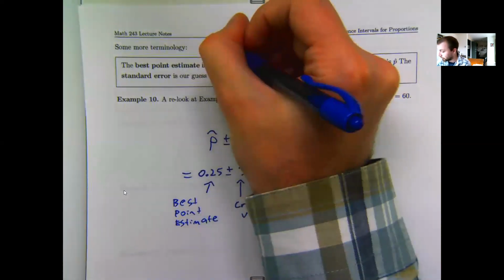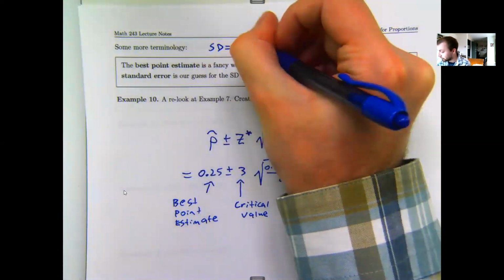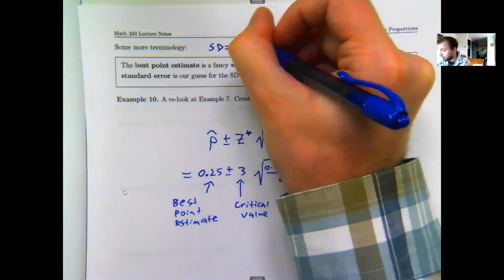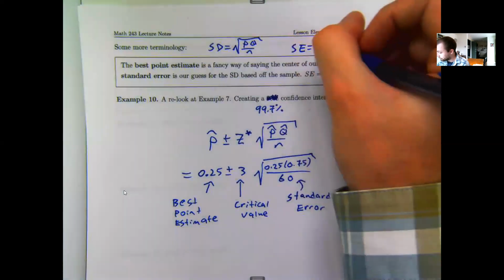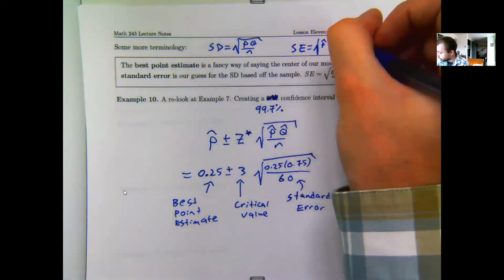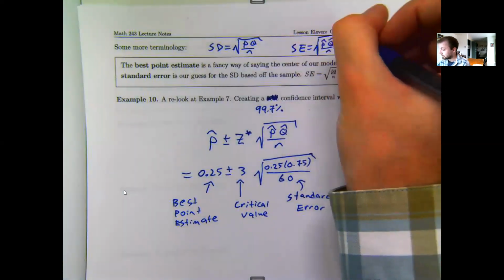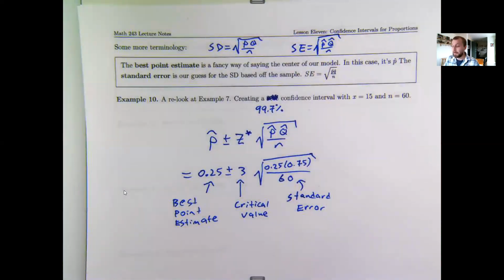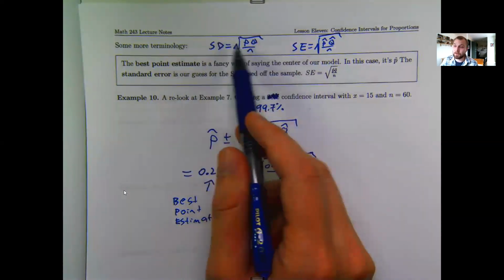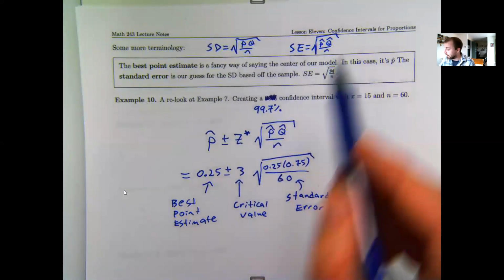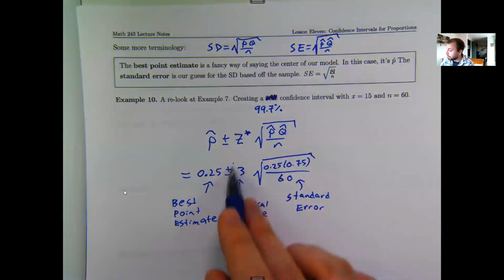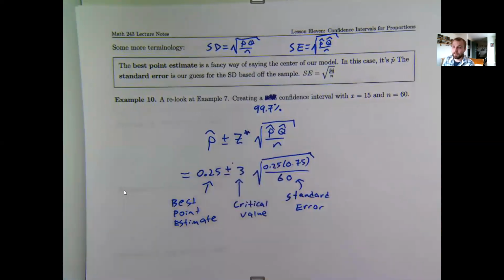So here's the difference between the two. Standard deviations are p's and q's. Standard errors are p hats and q hats. I use standard deviations when I'm doing stuff like hypothesis tests. I have standard errors whenever this is part of a margin of error equation.